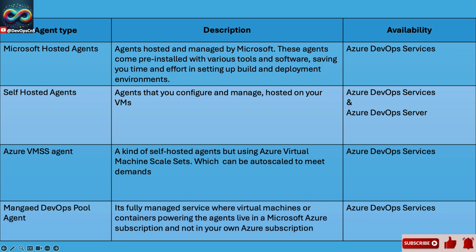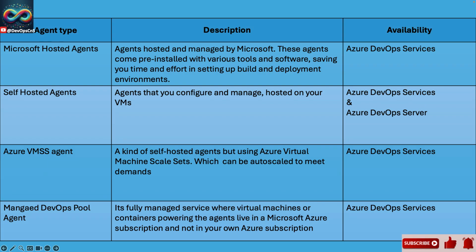These Azure VMSS agents are part of a scale set, which dynamically adjusts the number of VMs based on the demand of your pipeline. We need a virtual machine scale set when we need scalability similar to the Microsoft hosted agent, but with custom configurations with the tool versions you want to install. So VMSS agents provide that kind of flexibility. Virtual machine scale set agents are available in Azure DevOps Service.